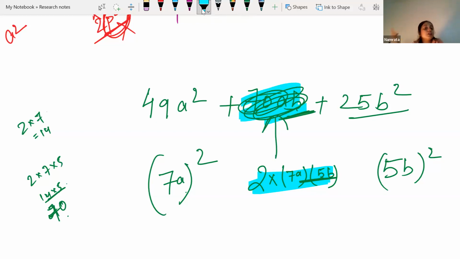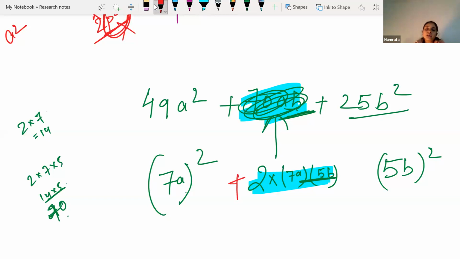Rather than thinking how can we break it, how can we break it, we have not focused on that. We have just focused on our A, our B, and we tried making 2AB, and eventually we ended up getting 70AB, which is given in the question. Okay, that 2 is plus 70AB.